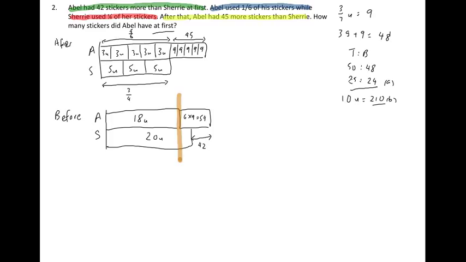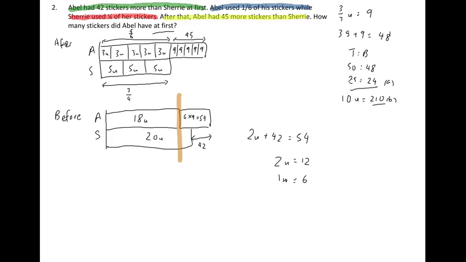Look at this part of the model. This part is actually 2 units plus 42 equals 54. Yes or no? Correct? Okay? 2 units plus 42 equals 54. Who does not understand how I come up with this equation? So, 2 units equals 12. 1 unit equals 6.